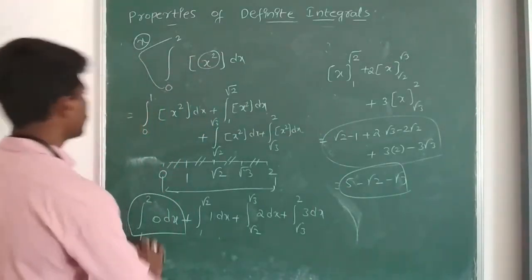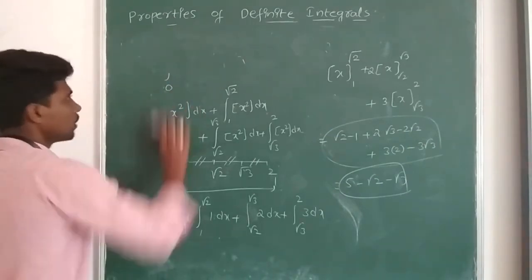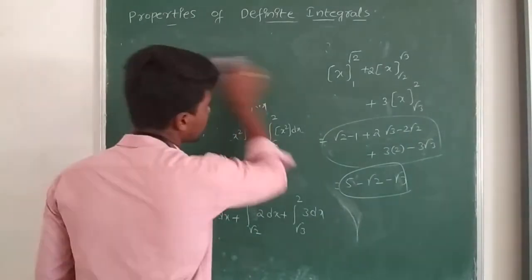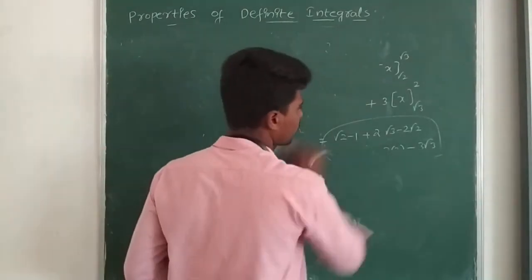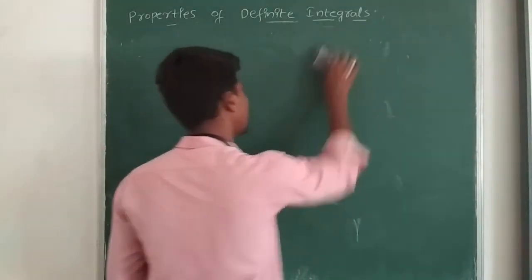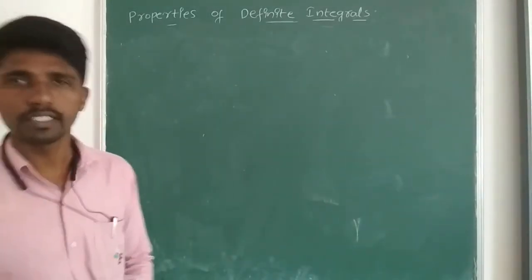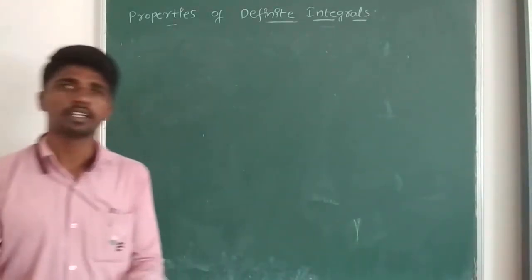Next, one more best example: the modulus function. So, points of discontinuity of the modulus function. We have only one discontinuity for any modulus function. Only one discontinuity. Where it changes its sign, that is nothing but its discontinuity.